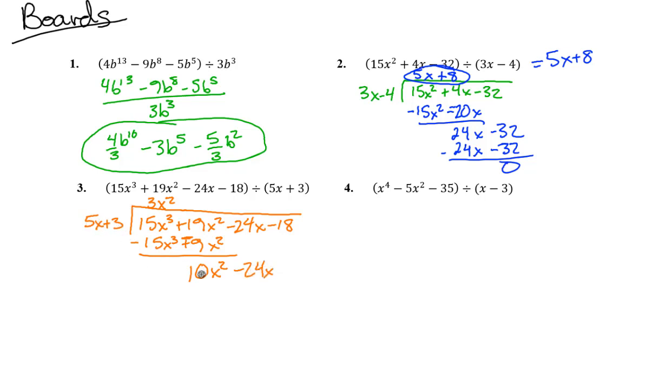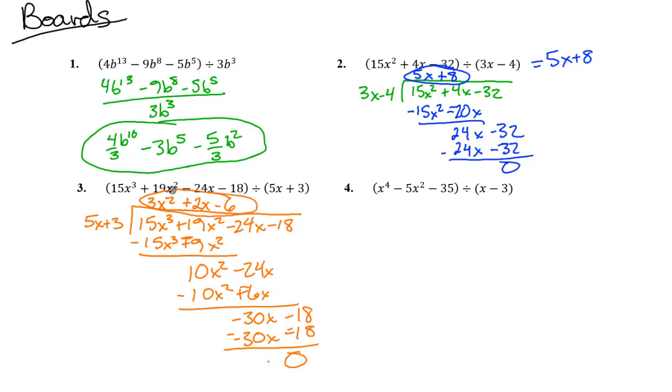5x plus 3, 5x goes into 10x squared, 5 into 10 is 2x. We need another power of x. So 2x times this in front gives us 10x squared plus 6x, and we subtract. Those are gone, and we get minus 30x minus 18. Okay, so 5x goes into negative 30x minus 6 times, and we get minus 30x minus 18. And if we subtract, look at that, it came out with a 0, no remainder. So there is our answer.